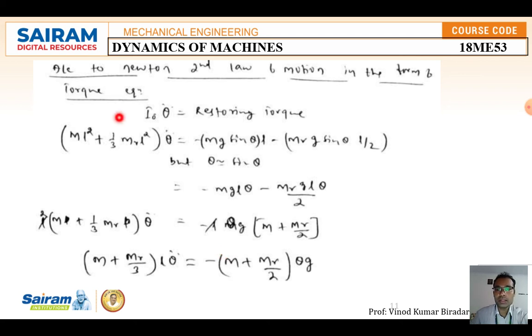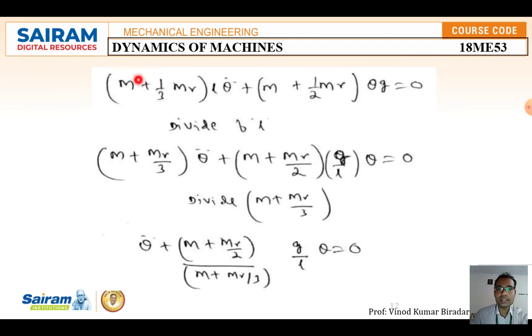This 1 by 3 is for the middle portion of the rod. We know that we consider the distance as 1/3, so I wrote 1 by 3 Mr L square. The next one is right as it is, m plus Mr by 2 into L into theta, that is force into distance. We want theta double dot only, so divide the whole equation by L and L gets cancelled. What remains is m plus Mr by 3 times theta double dot plus m plus Mr by 2 times g by L into theta.